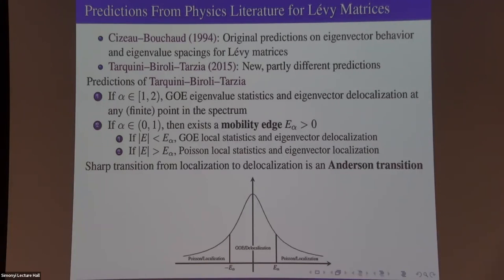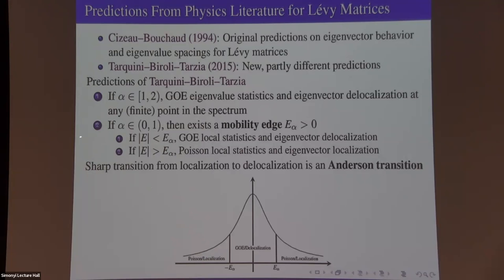So what did Bouchaud get wrong? They did not think that the transition would be sharp. They thought there would be a cloud, some region where you'd have a mixed range. Actually, they got both of these wrong in a sense. Their work was seminal, but both had issues. The first is that they predicted a mixed phase in both regions, including between one and two. They felt that eigenvectors would be partly localized, non-ergodic, and you'd have some very strange local statistic that was neither GOE nor Poisson. And then likewise they predicted the same thing in this regime.